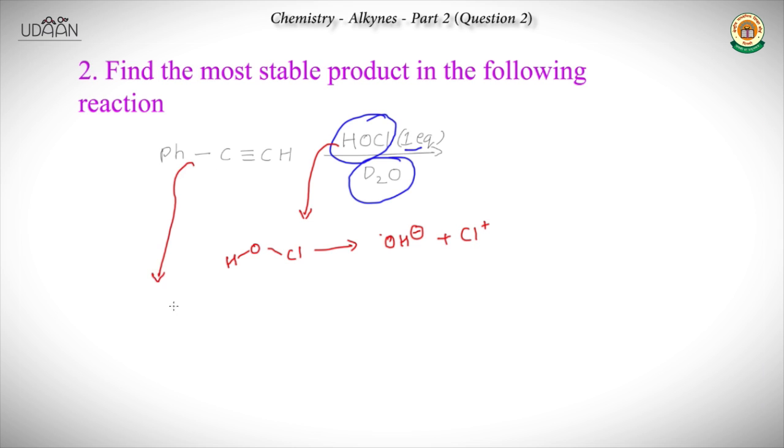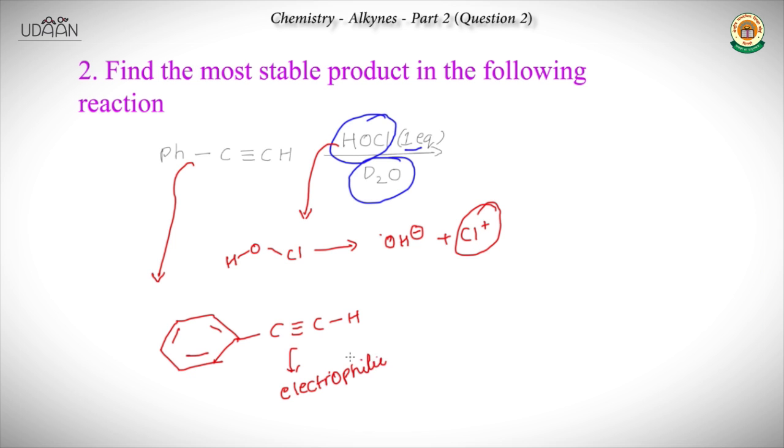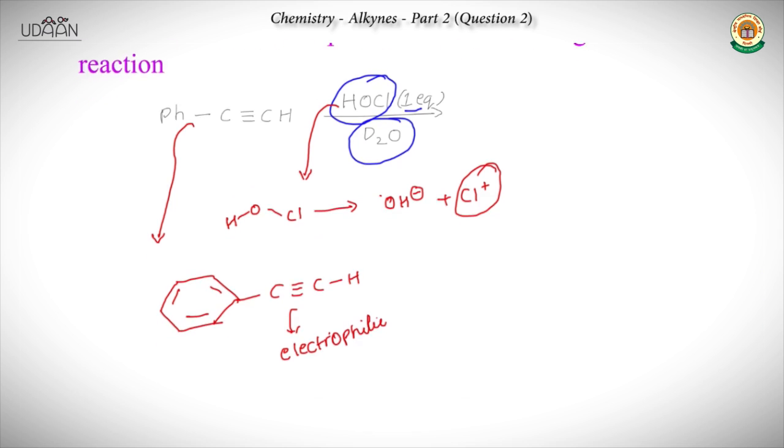Now look at the substrate given to us, which is a phenyl group and a C triple bond C. Now, you have an electrophile here, and you know that this C triple bond C can undergo electrophilic addition reaction. Okay, and why this bond in particular? Why not the phenyl bonds? I'll tell you the reason for that.